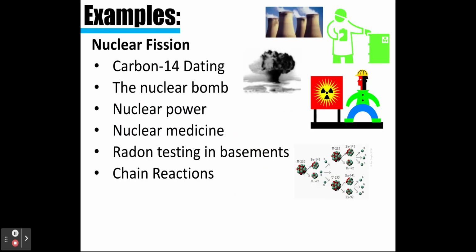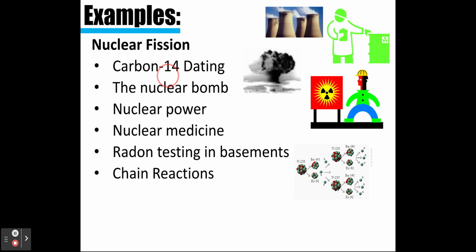So what are some examples of nuclear reactions or nuclear activity, right? One example is something called nuclear fission. Nuclear fission is where you split the atom into smaller parts or atoms. There are examples of where nuclear fission occurs. We can use nuclear fission or radioactive decay to talk about carbon-14 dating.